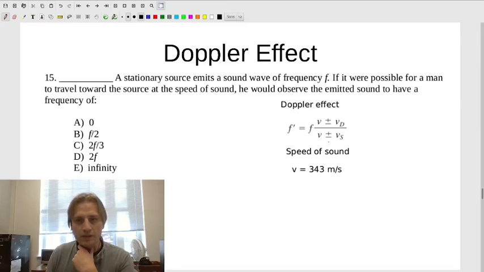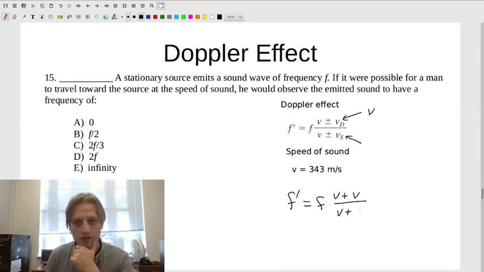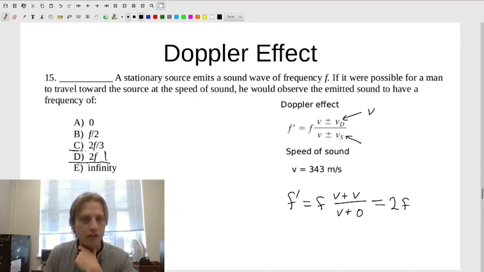Okay, now in this Doppler effect equation, the reason why students sometimes have trouble with it is that it has the speed of the detector and the speed of the source. So in this problem, your detector would be the man who's listening to the sound, and so if his speed were just v, the speed of sound, then your shifted frequency would have to be frequency times v plus v over v plus, and then the speed of our source would be 0, and then that would just be 2 times the initial frequency. Okay, so that's how to get it through the equation.